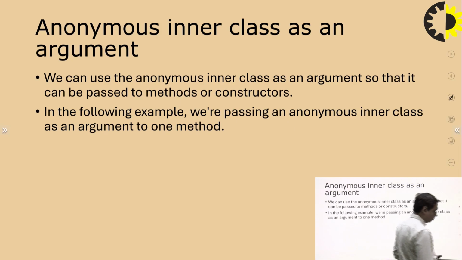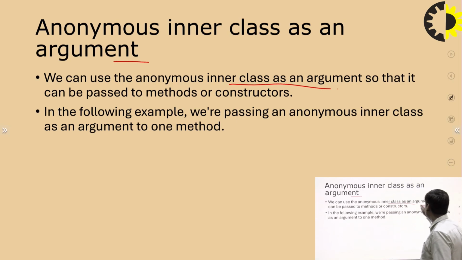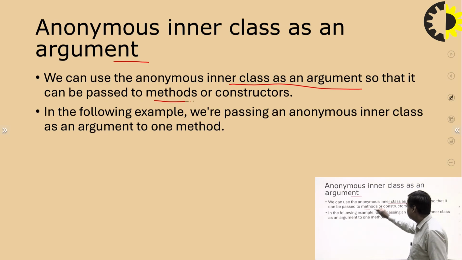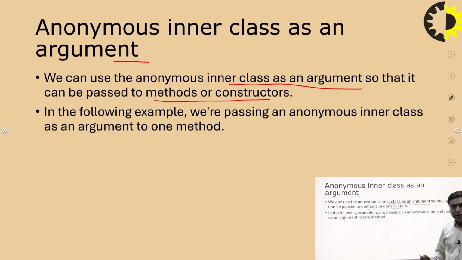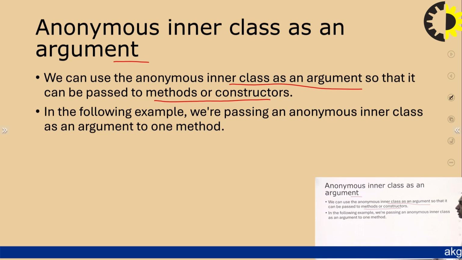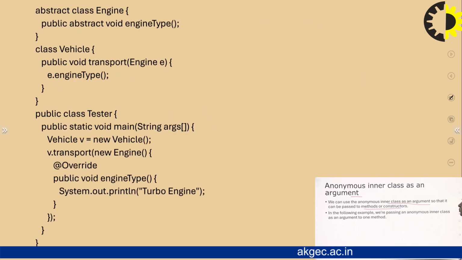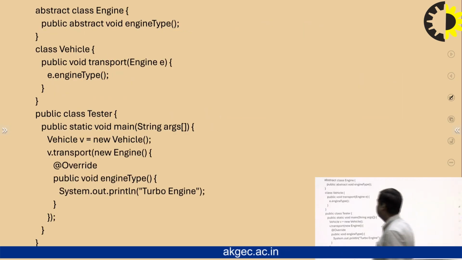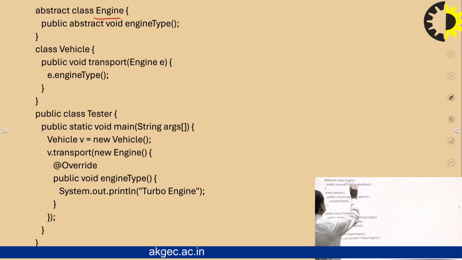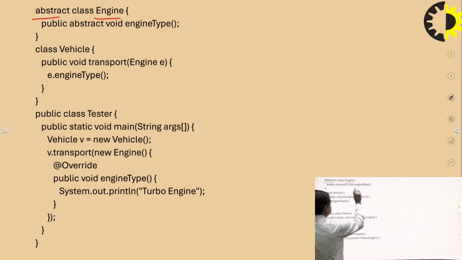Next, the third use of an anonymous inner class is as an argument. We can use the anonymous inner class as an argument so that it can be passed to a method or constructor. So you can pass the object of an anonymous inner class as an argument to a method. Let's see the example. In this example, we have a class Engine, and it is an abstract class. Within this abstract class, we have a method engineType, and it is also an abstract method.